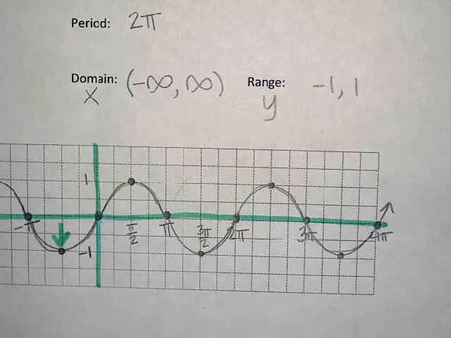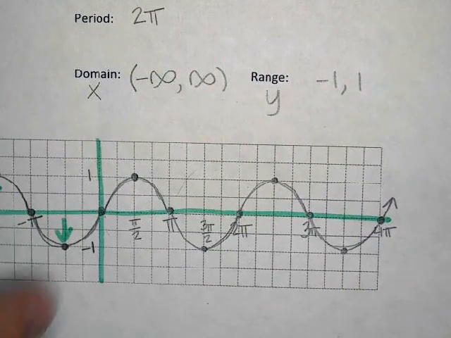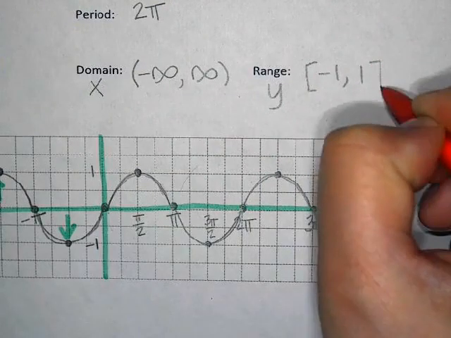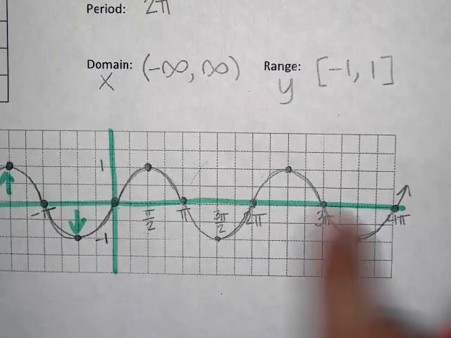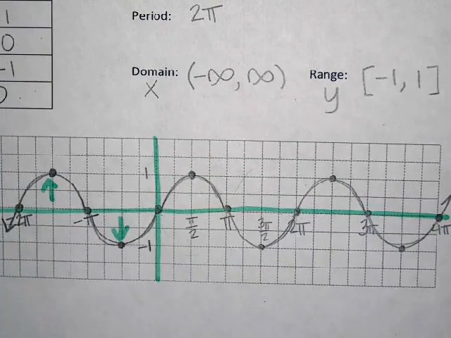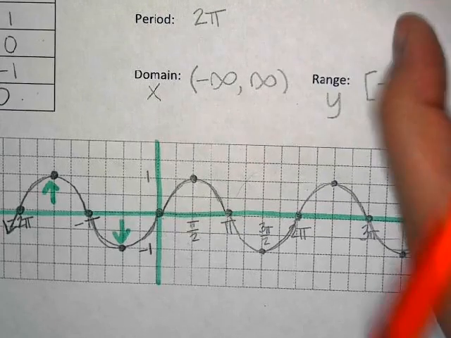Can I put my finger on -1 and 1 and it's actually part of the graph? Yeah. So those are definitely brackets. -1 is right here. It's actually a point. It's included. +1 is right there. Those are actual points. Those are on the graph. So brackets for sure. Okay, so we're going to write down some transformations for the sine graph.